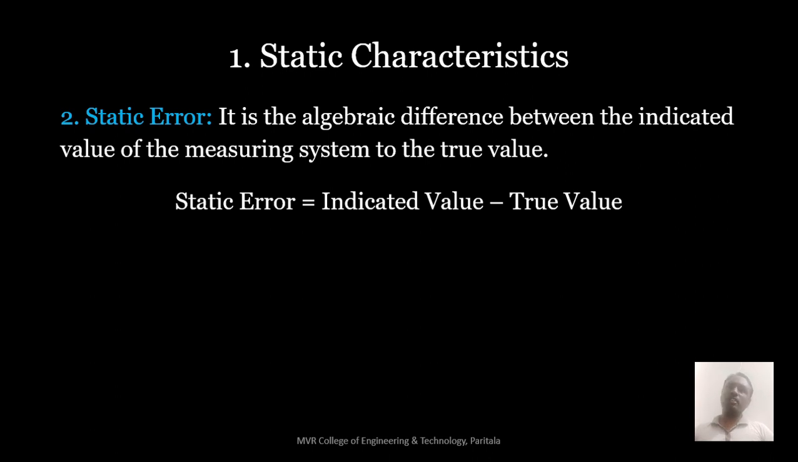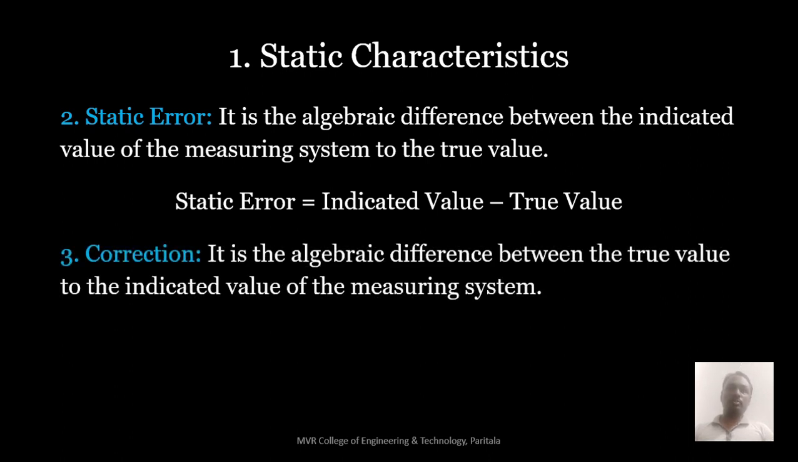The static error is positive when the indicated value is more than the true value. Then what is the third one? The third one is correction. It is the algebraic difference between the true value and the indicated value of the measuring system. See the difference between static error and correction. Error is the difference between indicated and true value, but correction is the difference between true value and indicated value. So the static error is exactly equal to the minus of the correction.